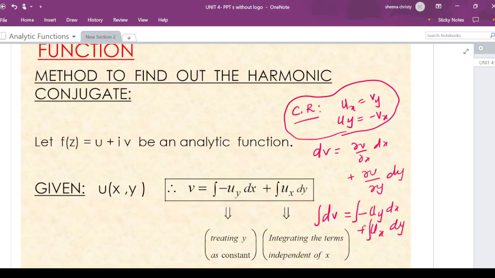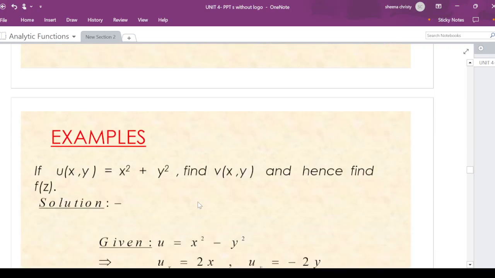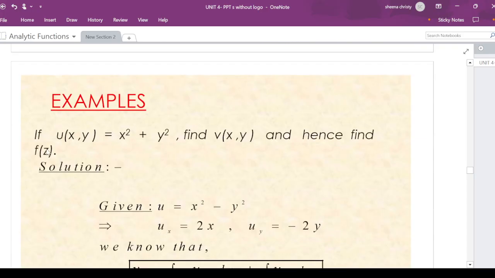But one thing you have to note here: in the second term ux, you should not consider the terms which depend upon x. So excluding the terms of x, you have to consider the y term alone and then do the integration with respect to y. That will give you the value of v. So here you can see this problem. If u of x comma y equal to x square minus y square, find v of x comma y and hence find f of z.